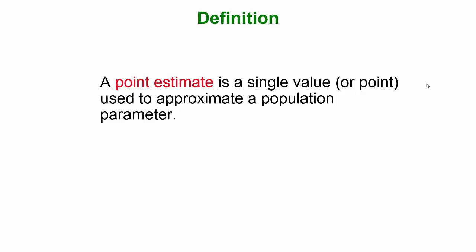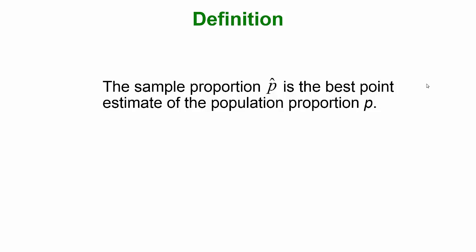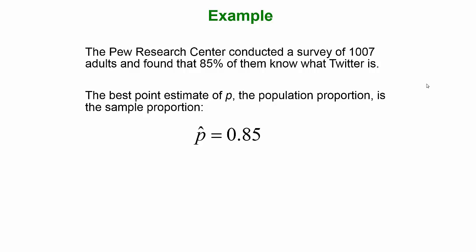A point estimate is a single value or point used to approximate a population parameter. The sample proportion p hat is the best point estimate of the population proportion p. The Pew Research Center conducted a survey of 1,007 adults and found that 85% of them know what Twitter is. The best point estimate of p, the population proportion, is the sample proportion p hat, which is told to us to be 85%. So we represent p hat as a decimal, 0.85.